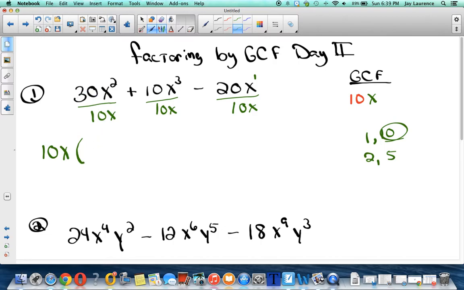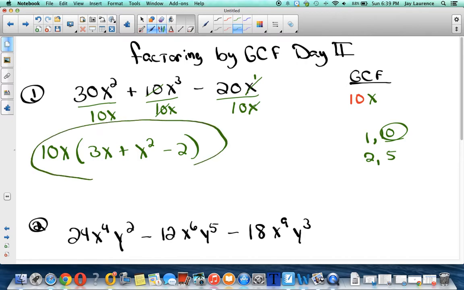30 divided by 10 is 3. X squared divided by x, x. Okay, plus the 10's cancel. X cubed divided by x is x squared. And then in here, the x's are going to cancel. X divided by x is 1, not x. 20 divided by 10 is 2. And there you go. I've just completely factored it as far as it'll go.